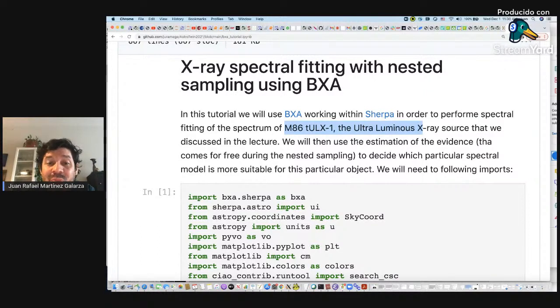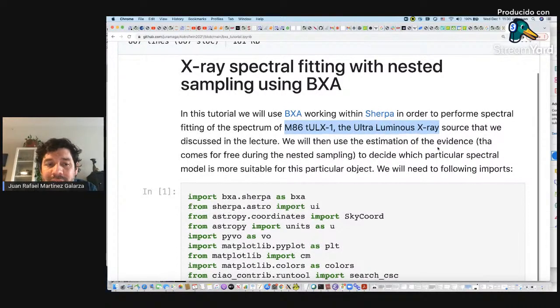So I'm going to look at the posterior distributions of those parameters for each model. And then I'm going to look at the evidence and select one particular model over the other based on this exercise, all right?